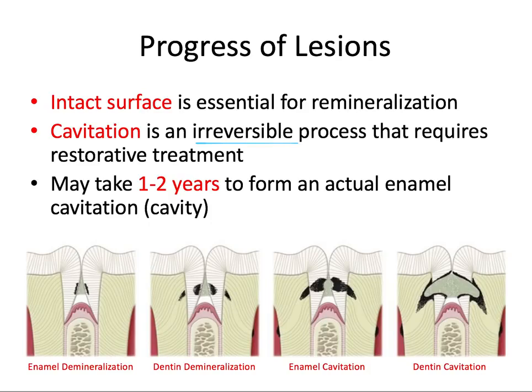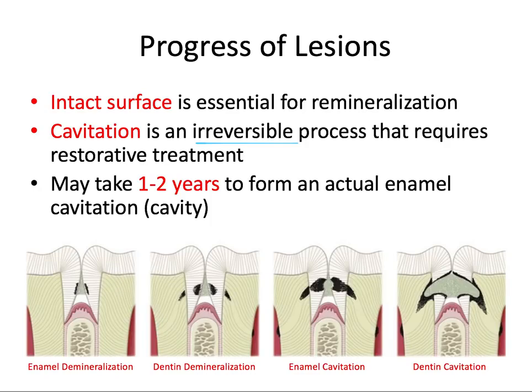And like I said, this takes time. It may take 1 to 2 years to form an actual enamel cavitation or cavity. So from a white spot to a cavitation can take 1 to 2 years. That's a long, long time. So that's this tug of war between remineralization and demineralization occurring over years, and the demineralization finally winning.